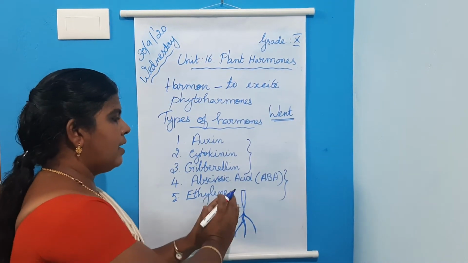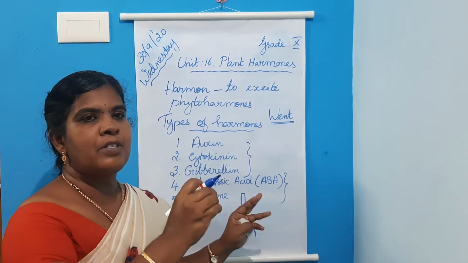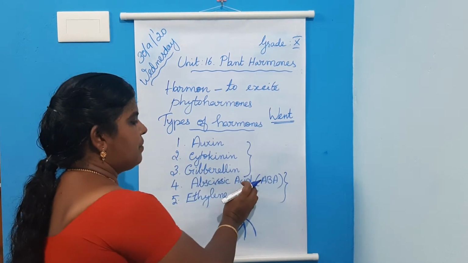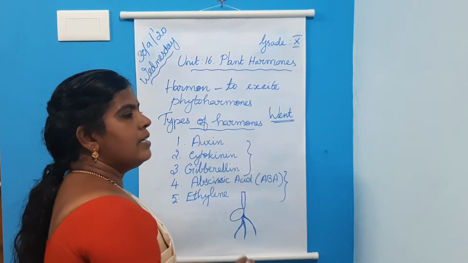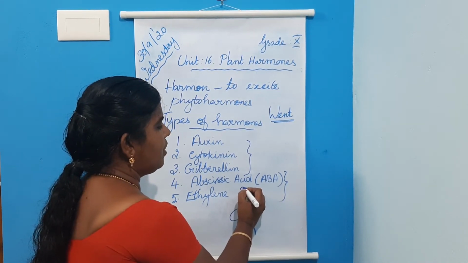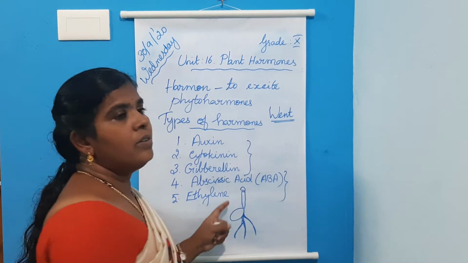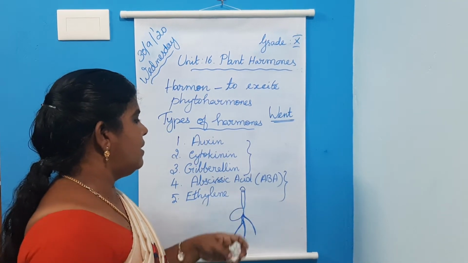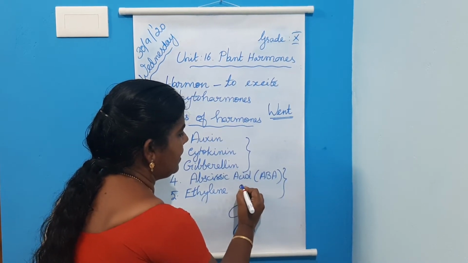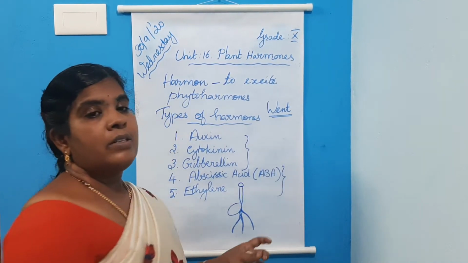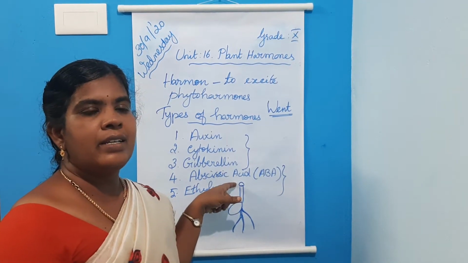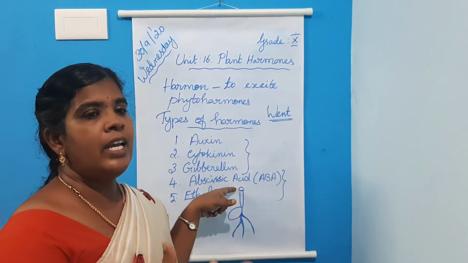He concluded that something responsible for growth is present at the tip of the coleoptile. Then in his second experiment, he placed an agar block over the cut end of the coleoptile tip. In the second experiment, he placed the agar block on the cut end. He did not observe any growth.